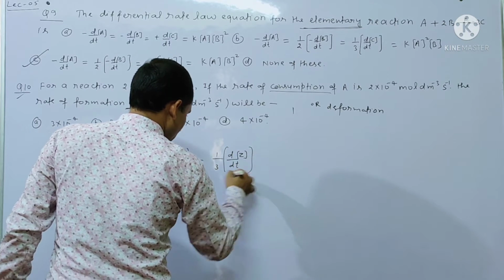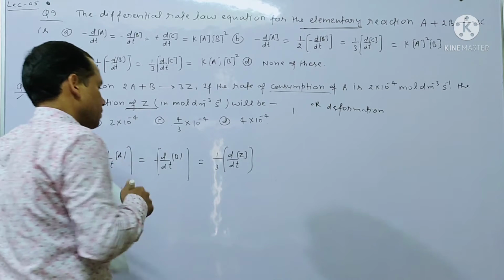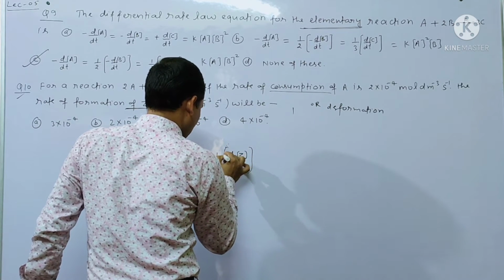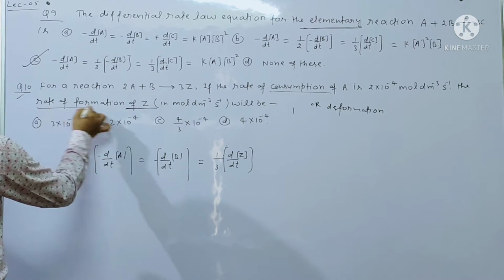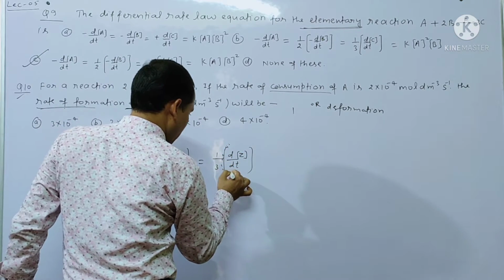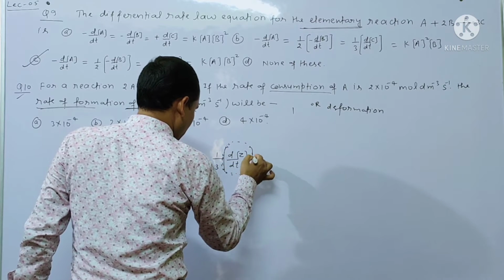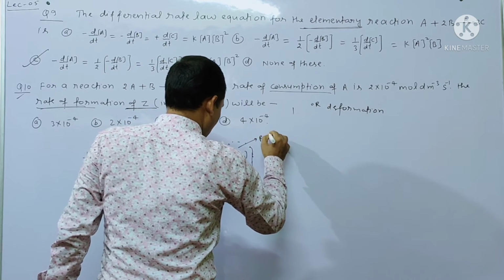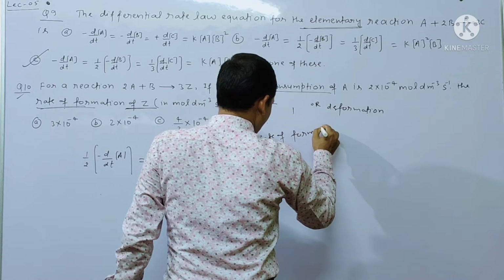Okay, so what we have to calculate? We have to calculate d/dt of the concentration of Z, the rate of formation of Z. Sorry, I said rate of deformation, but we have to calculate the rate of formation. Yes, the rate of formation of Z.